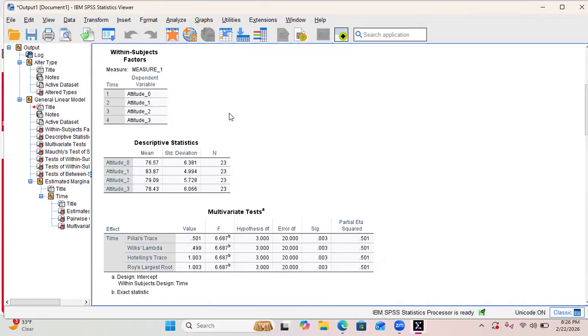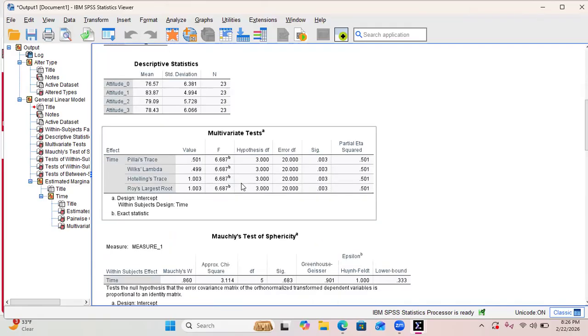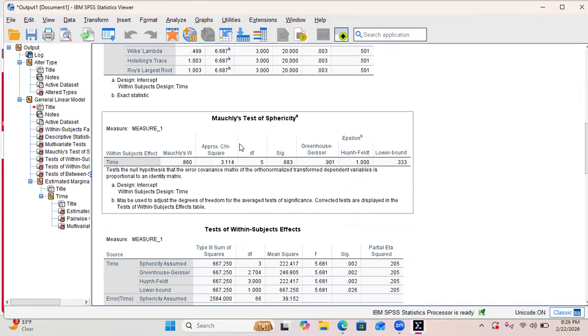Before we can proceed with the repeated measures ANOVA test, we need to check the Mauchly's test of sphericity. So we scroll down here, here's that Mauchly's test, and that significance number is 0.683, which is greater than 0.05. So we can assume that the assumptions have been met for sphericity. So we're going to go ahead and move on with the ANOVA analysis.